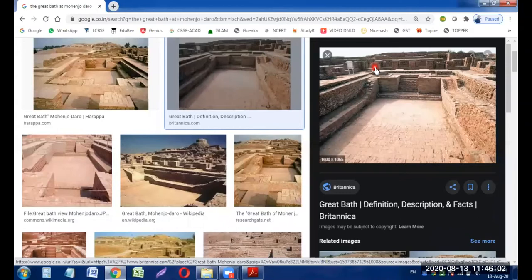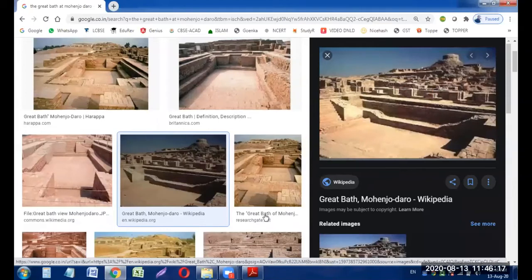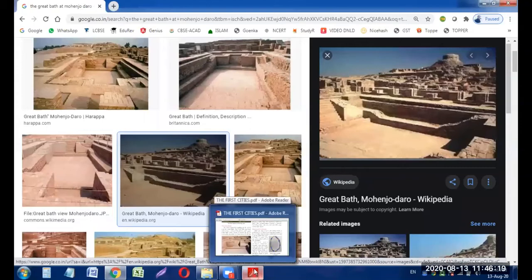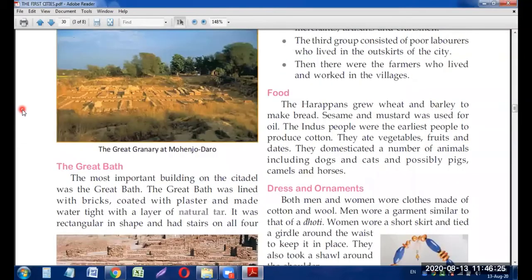After taking a bath or before taking a bath, they can change the clothes. So these are the series of rooms that they created, that I have shown here in the image also. In this image you can see these are the rooms along the bath, so that they can change. So they were very clever people, and they were not only constructing the bath, they were constructing the rooms for changing clothes also. They were quite good, having a lot of knowledge.